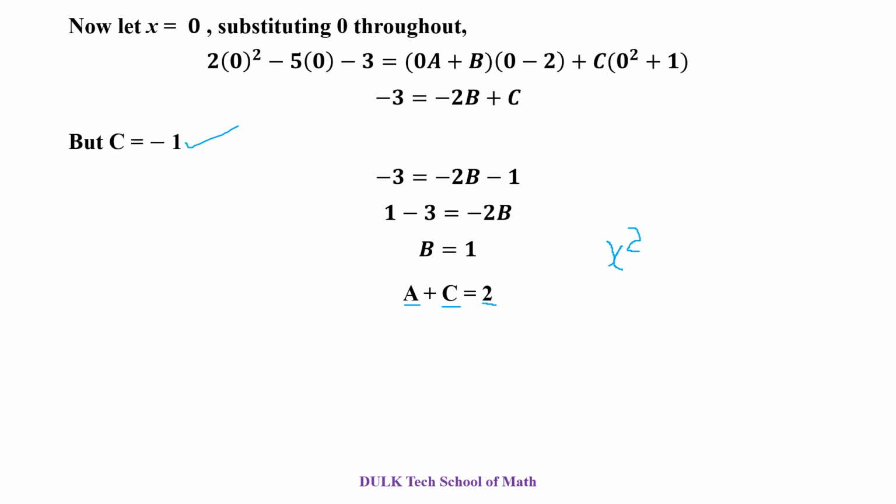Substituting minus 1 for c, a minus 1 is equal to 2. Taking minus 1 to the right hand side, a is equal to 1 plus 2, which is 3. So a is equal to 3. Done. We now have the value of a, the value of b, as well as the value of c.